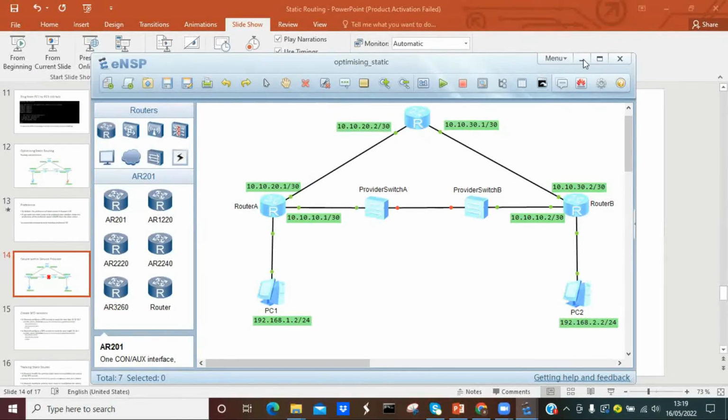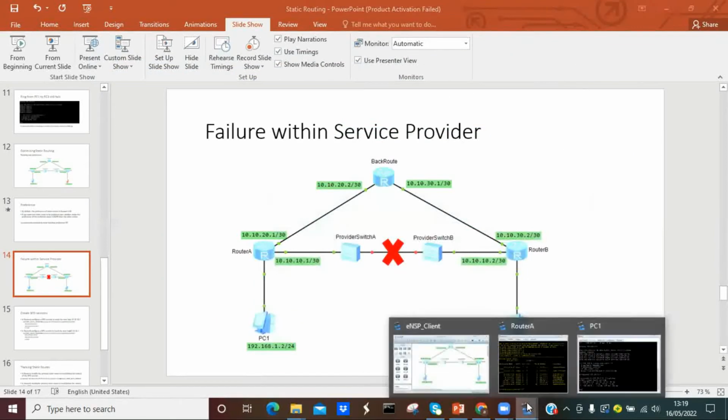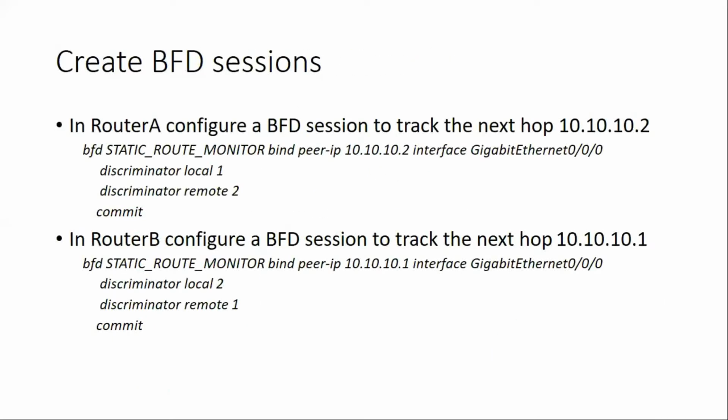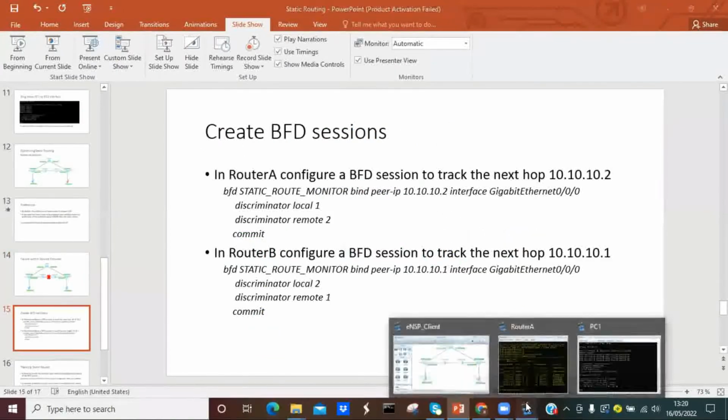We introduce something called tracking. So tracking, that's what we wanted to talk about. When there's a failure within the service provider environment, the router does not know that there is a failure here, so that it can remove that route from the routing table. So we introduce tracking. And tracking simply means you configure a BFD. We'll also talk about BFD, bidirectional forwarding detection, so that we can detect failures very fast. So we'll configure BFD.